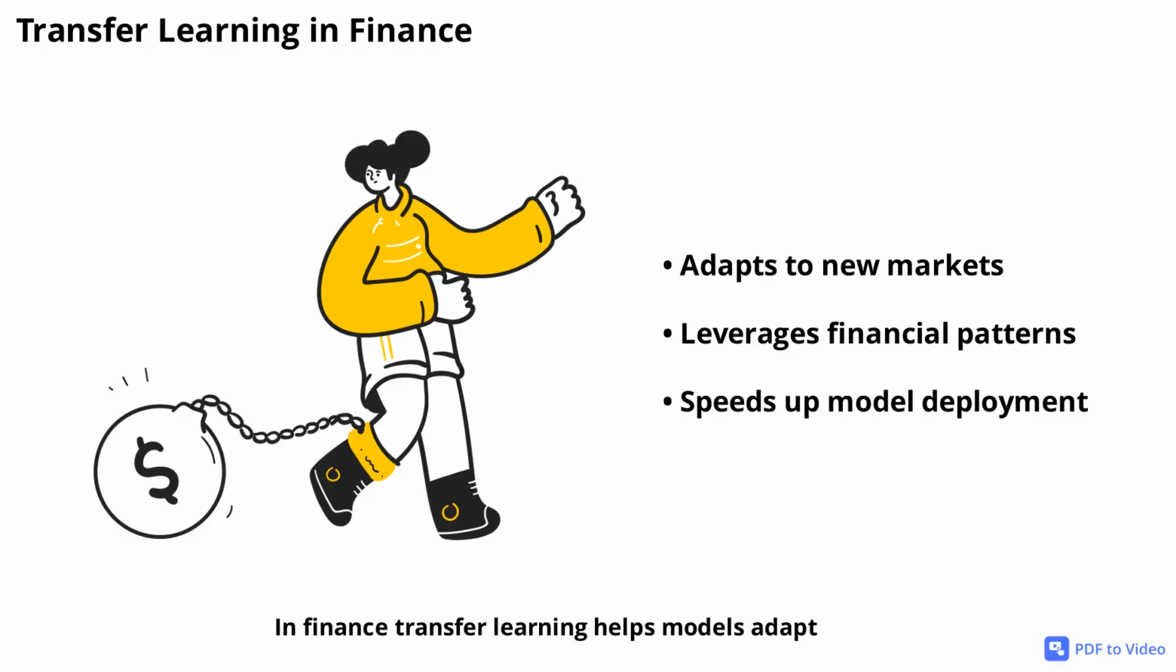In finance, transfer learning helps models adapt to new markets or financial instruments. For example, a model trained to predict stock prices in one market can be fine-tuned to work in another, leveraging its understanding of financial patterns. This adaptability is crucial in the fast-moving world of finance.